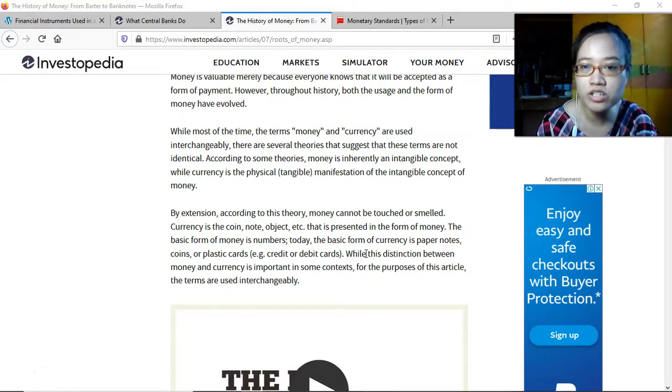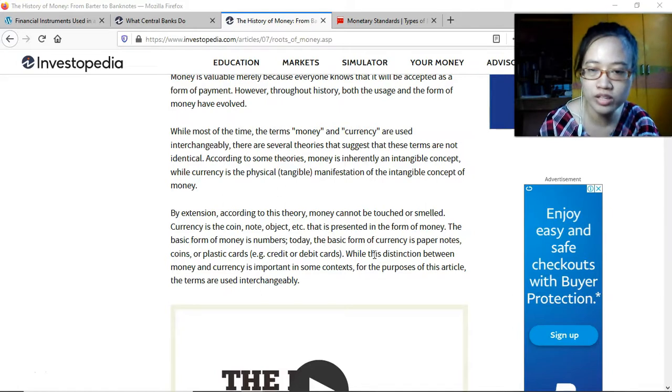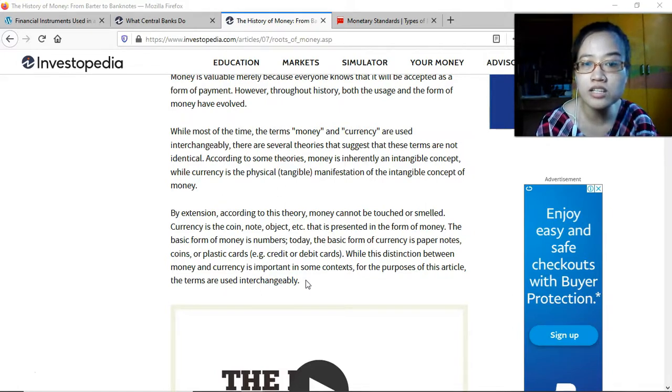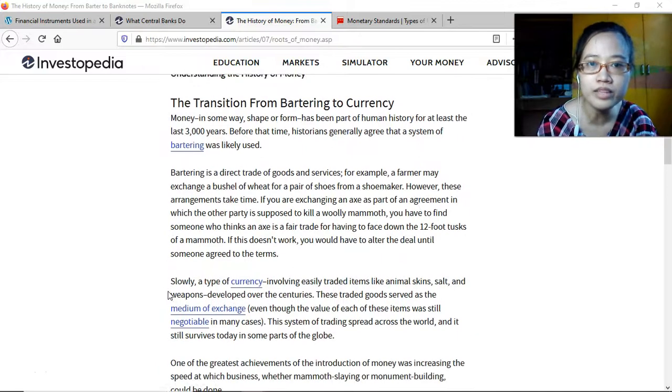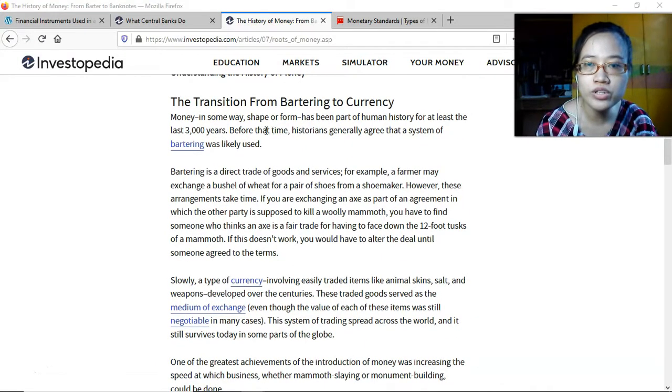Today, the basic form of currency is paper notes and coins, plastic cards, credit cards, debit cards. And we also have digital money. You have digital wallets, you have your apps, mobile banking, online banking, right? Wherein you can transfer funds by just clicking buttons, confirming, approving the transactions. While this distinction between money and currency is important in some contexts, for the purposes of this article, the terms are used interchangeably. Transition from bartering to currency.